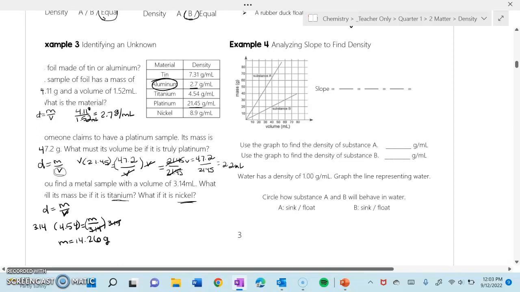Well, what if it's nickel? If it's nickel, our density will be different. 8.9 density. Same thing, we don't know the mass, but we do know the volume. Multiply.